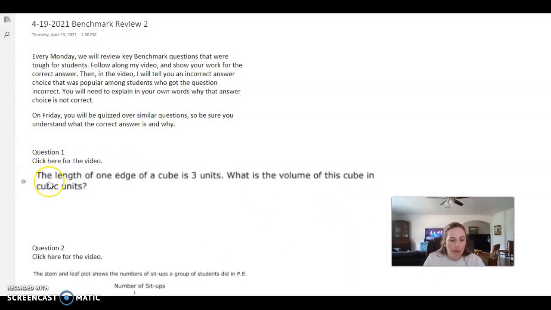Question 1. The length of one edge of a cube is 3 units. What is the volume of this cube in cubic units?